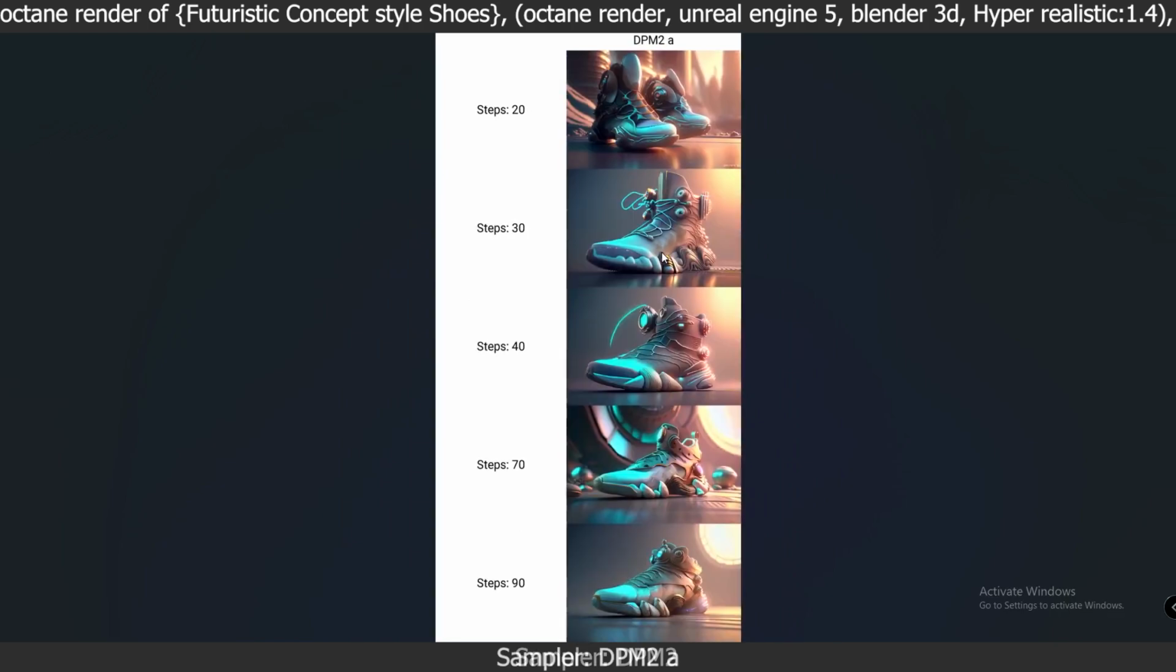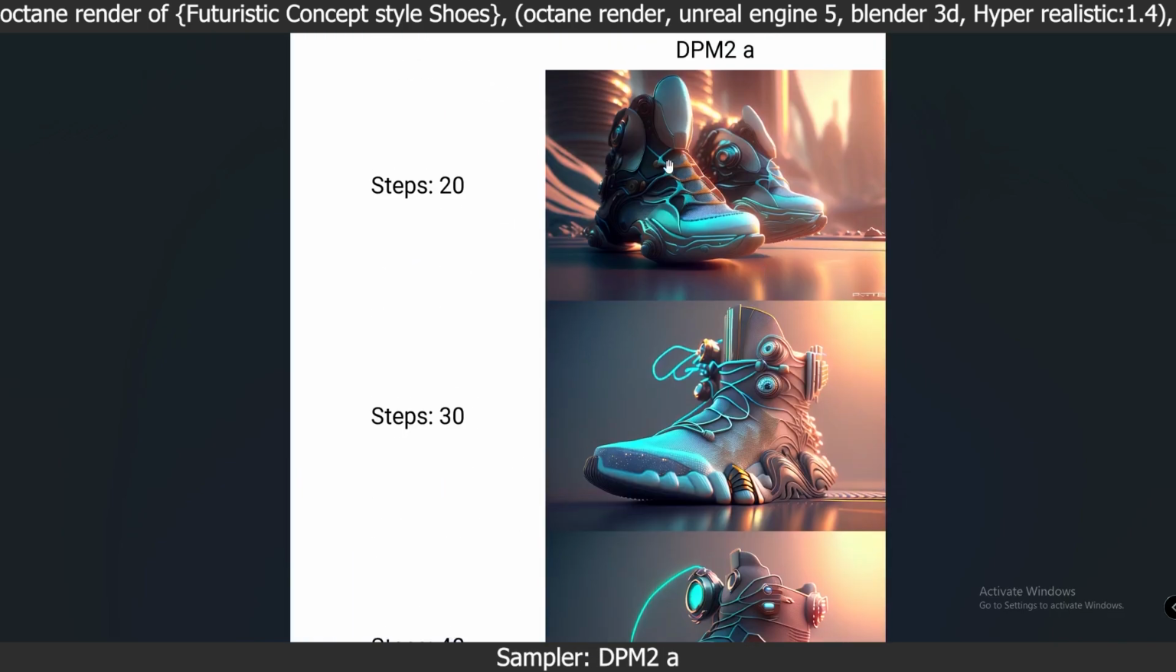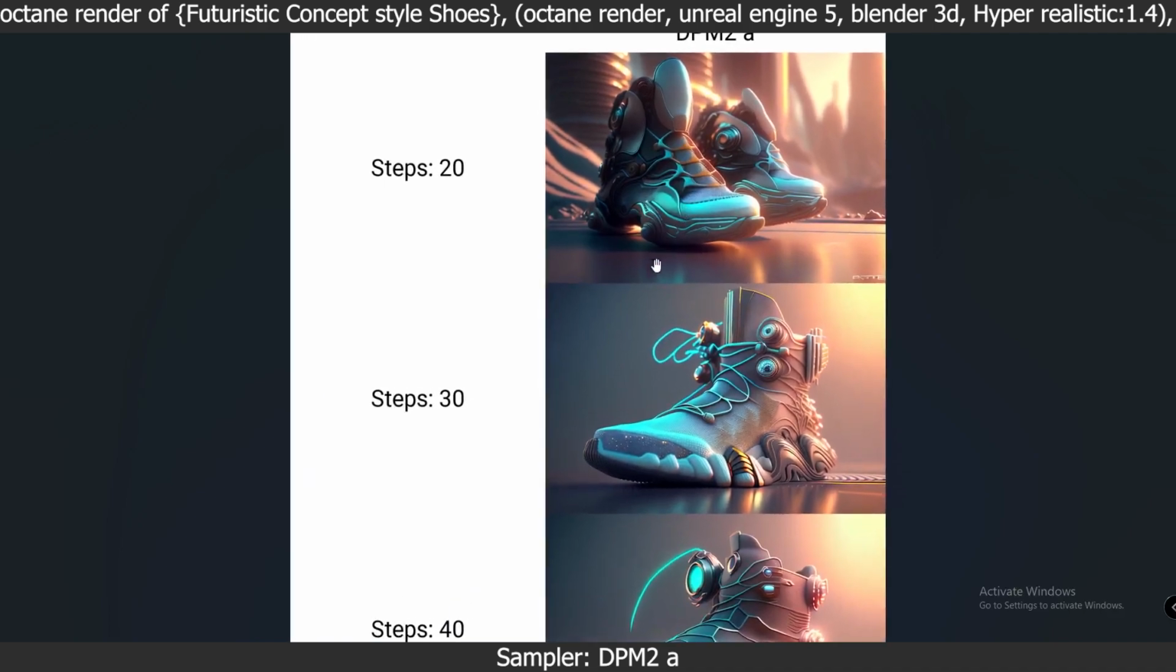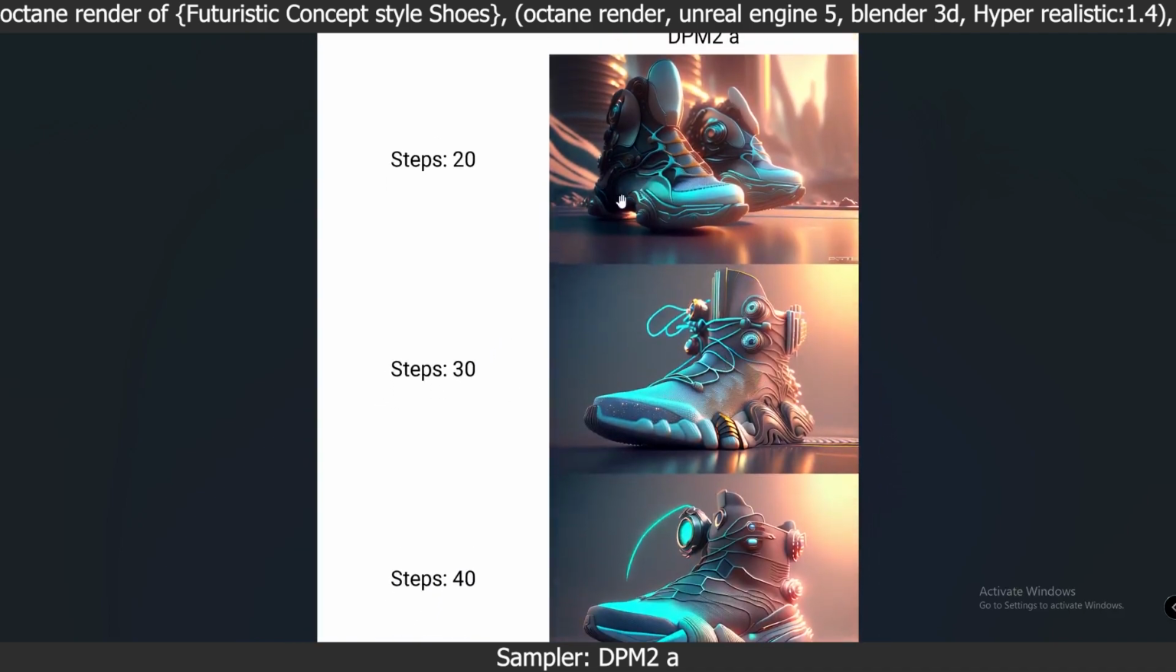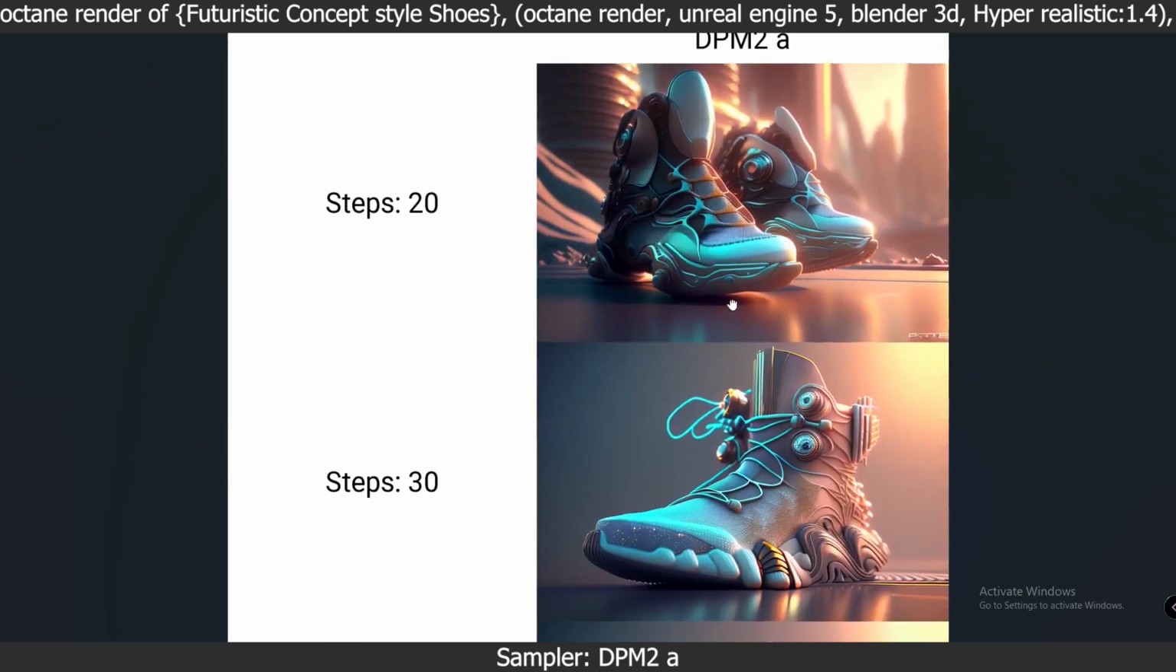Okay, let's go. So guys, here we are with our sixth sampling method, and that's DPM2A. Okay, so here we are. First of all, let's go on to steps 20. You can see over here it's pretty amazing. I just love this image first of all, and then if you compare it to steps 30, you can see there's a lot of difference going on compared to steps 20.